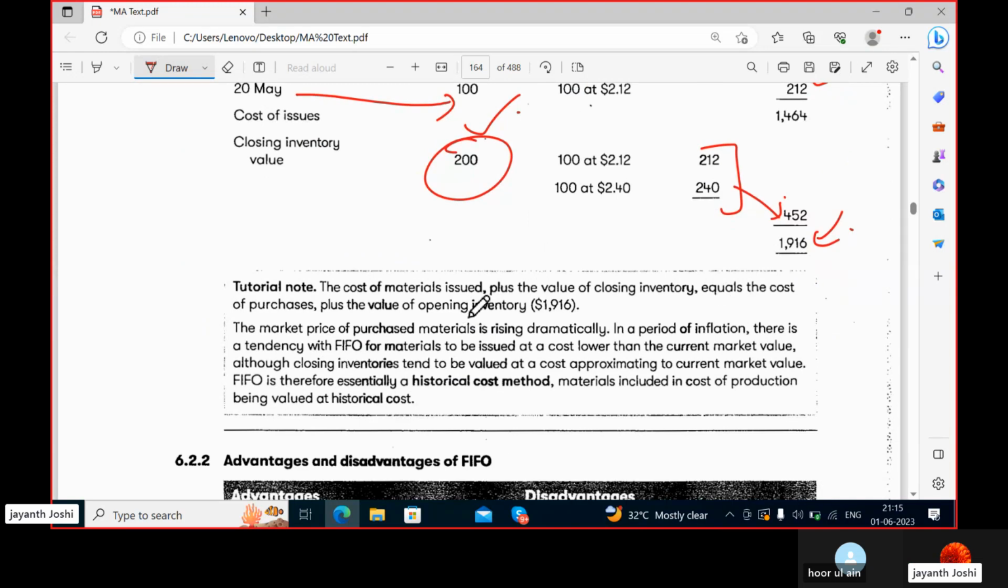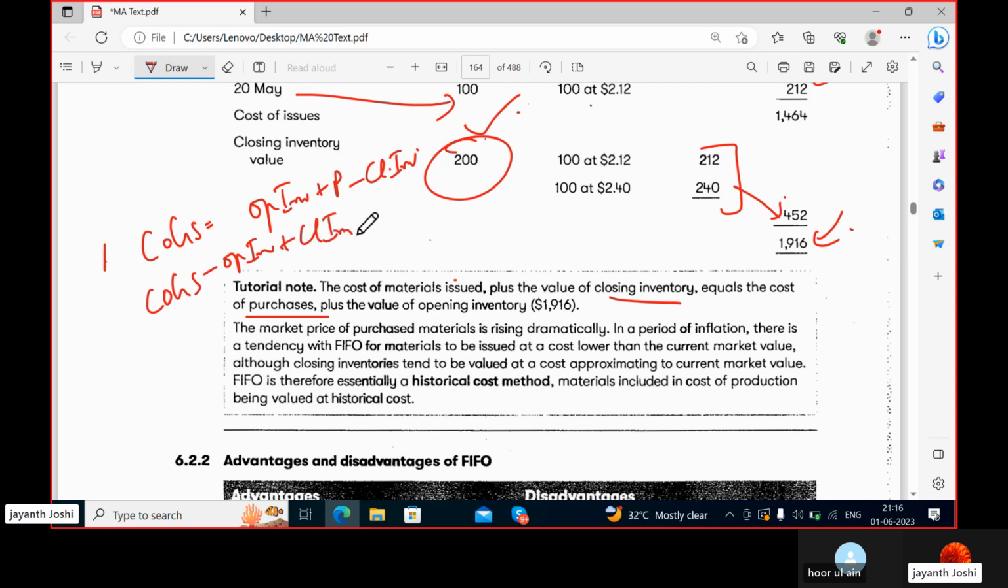So the cost of material issued plus the value of closing inventory equals the cost of purchases. So how will you find out the purchase cost? See, COGS: what is the formula for COGS? Opening inventory plus purchases minus closing inventory, correct? So I will write down the formula for purchases. We take COGS, minus opening inventory, plus closing inventory, which will give you purchases. So the cost of material issued is whatever you are selling, plus the value of closing inventory.